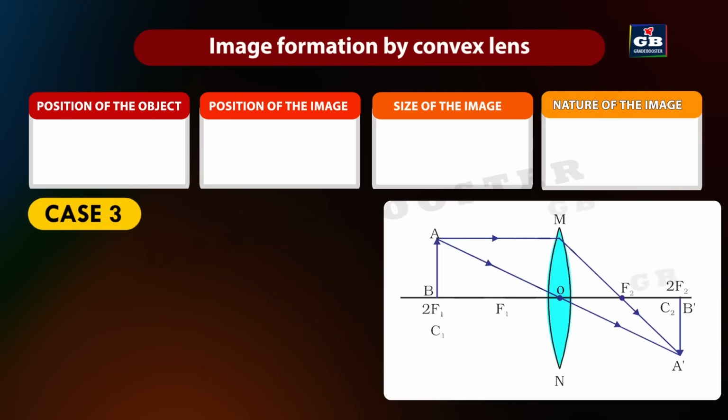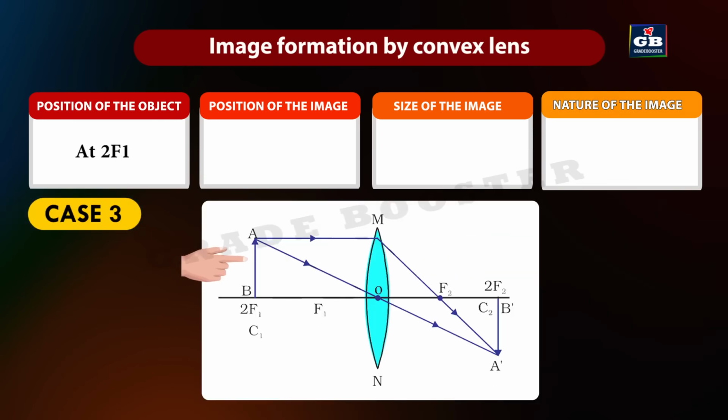Case 3. If the position of the object is at 2f1, the position of the image will be at 2f2. The relative size of the image is the same. The nature of the image is real and inverted.